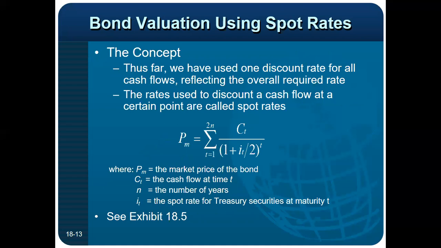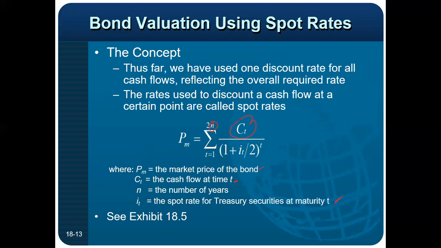Okay, so this is the concept of bond valuation using the spot rate. The formula is the summation from t equals 1 to N. PM is the market price of the bond. CT is the cash flow at time T. N is the number of years. IT is the spot rate for treasury security at maturity T. So T is the maturity.